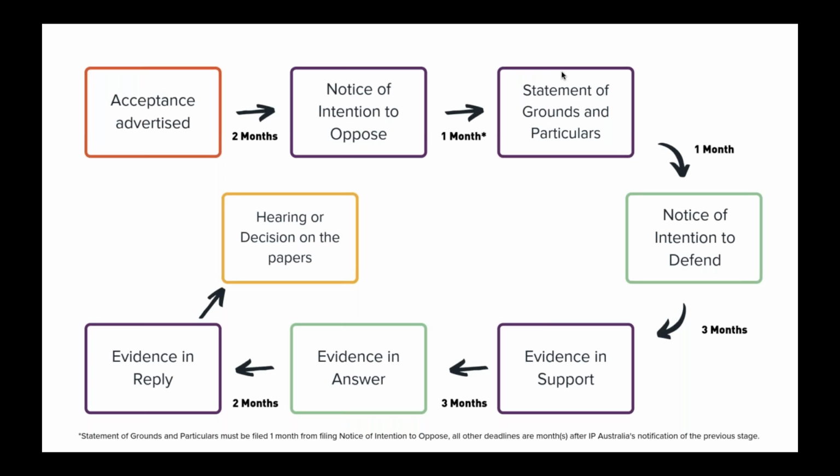The deadlines are normally calculated from the date that you receive notification of the previous stage, with the exception of the statement of grounds and particulars. The opponent will need to file the statement of grounds and particulars within 1 month of filing of the notice of intention to oppose and not wait for IP Australia to acknowledge the receipt of it and send a copy to the applicant. We will talk through the evidence stages later on in this webinar, but now I will hand over to Natalia to tell you about oppositions to the removal of a trademark for non-use.